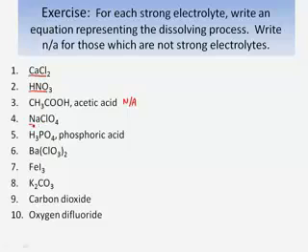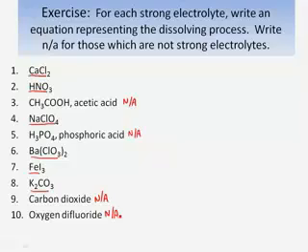Sodium perchlorate, that's a salt, and it is strong. Phosphoric acid, it's an acid, but it's not one of our strong acids, so it's weak. So that would be an NA. Barium chlorate, okay, that is a salt. It's an ionic compound. Iron iodide, again, an ionic compound. Potassium carbonate, ionic compound. Carbon dioxide is molecular, so it's a non-electrolyte. Oxygen difluoride, molecular compound, so it is a non-electrolyte.